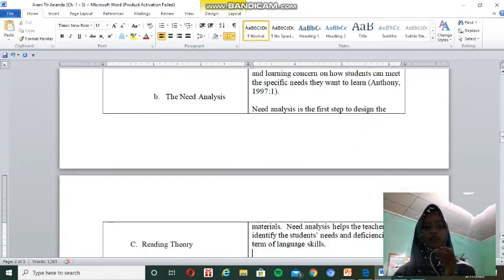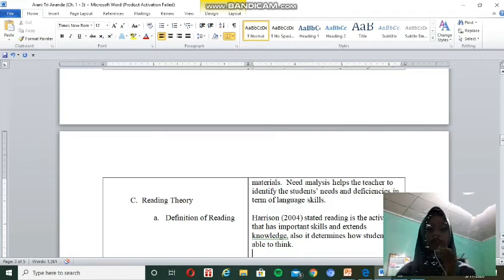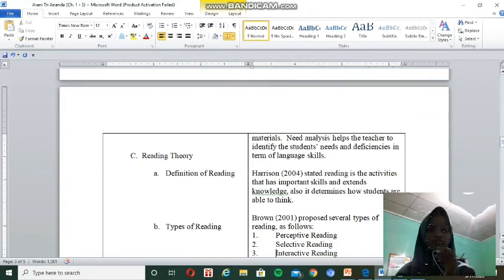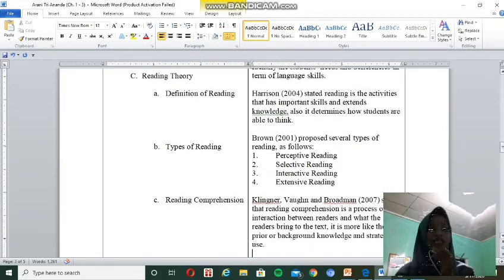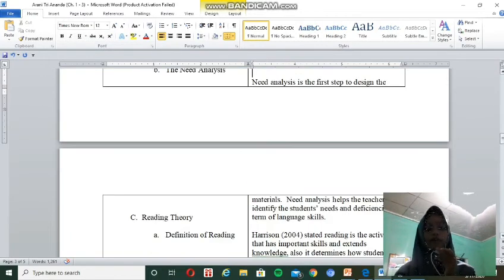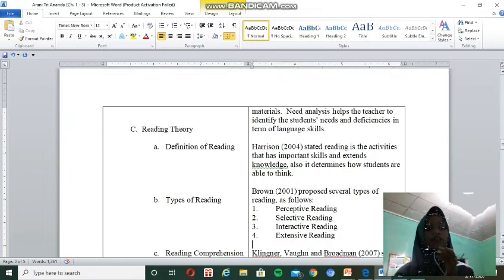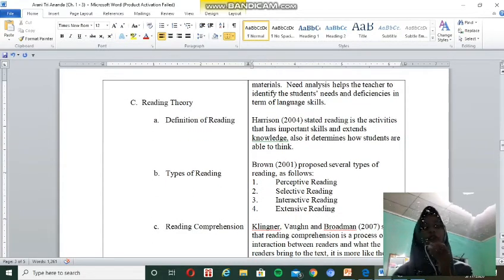And need analysis, as we know, is the first step to design the material. And for C, I wrote about the reading theory. There are several things in here, like the definition, the types of reading, reading comprehension, and levels of reading. I cited from Harrison and Brown. There are several things proposed by Brown. The types of reading: the first is perceptive reading, selective, interactive, extensive.